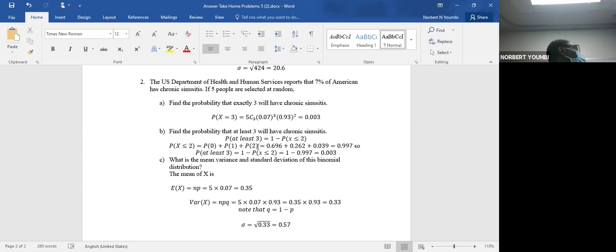The mean for a binomial distribution is n times p. 5 times 0.07. The variance is n times p times 1 minus p. That is the q that I'm putting here, which is 1 minus p as I put here. 5 times 0.07 times 0.93, giving you 0.3. Take the square root, 0.57. That's good.